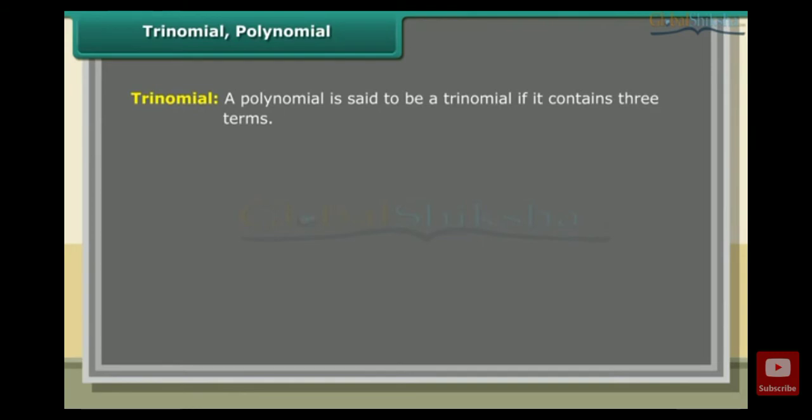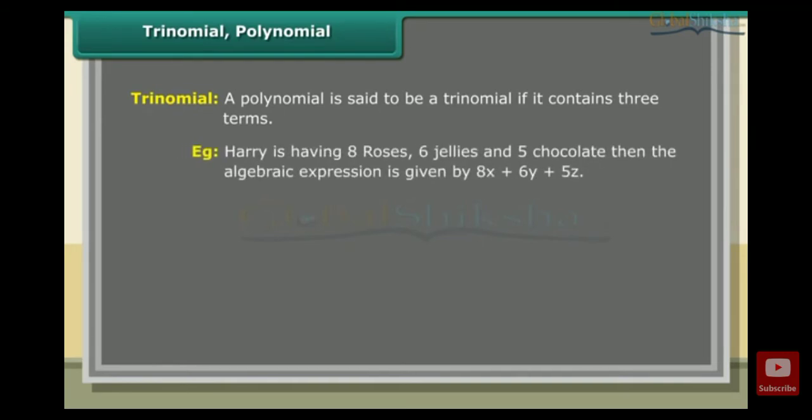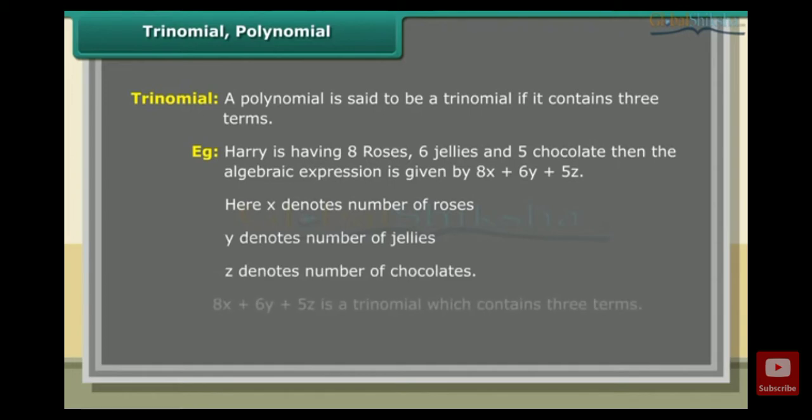Trinomial. A polynomial is said to be a trinomial if it contains 3 terms. For example, Harry is having 8 roses, 6 cherries, and 5 chocolates, then the algebraic expression is given by 8x plus 6y plus 5z. Here, x denotes the number of roses, y denotes the number of cherries, z denotes the number of chocolates. 8x plus 6y plus 5z is a trinomial which contains 3 terms.